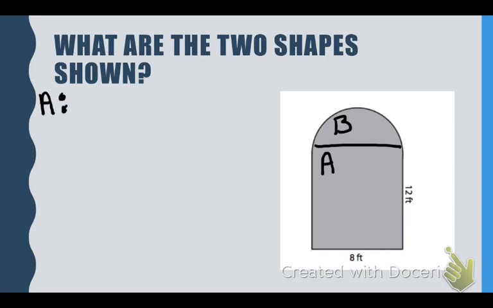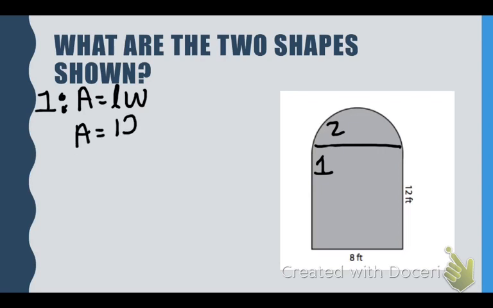So shape A is a rectangle. So I know that the formula is A equals length times width. And if you want to label them 1 or 2, that might be easier. Maybe I'll do that instead, just so that we don't get confused with area. So this is shape 1, this is shape 2. So shape 1, area equals length times width. So I need to write A equals 12 times 8, or 8 times 12.